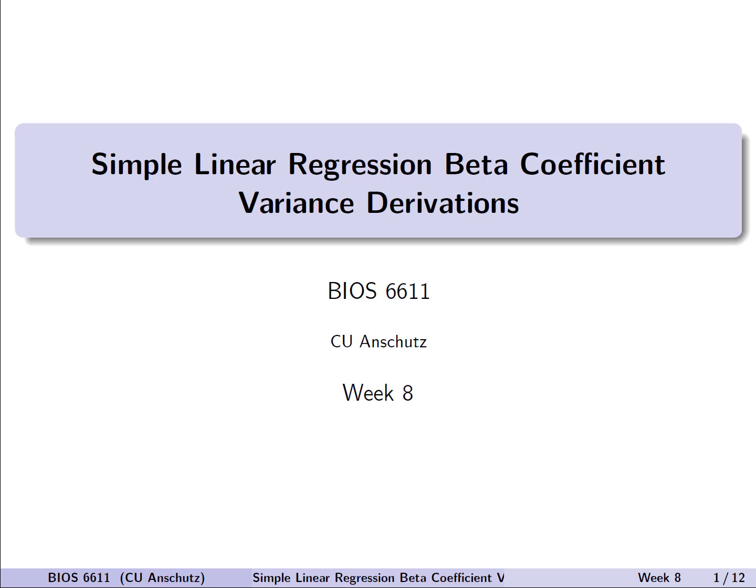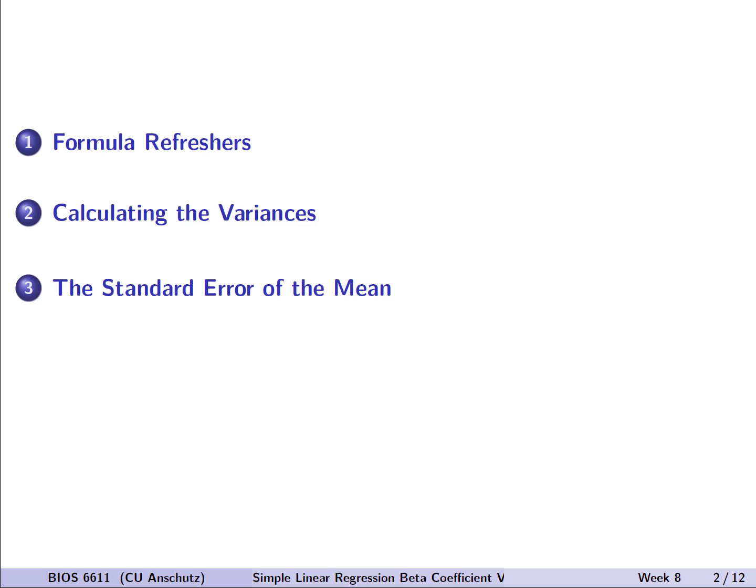Good day, Bio 6611. In this lecture, we're going to look at how we can derive, for simple linear regression, the variance of the beta coefficients that we derived in the previous lecture. We'll start with a review of some important and useful formulas and what we're working to solve for. We'll then work on deriving and calculating those variances, and we'll end with a quick summary of how we can also similarly derive the standard error of the mean for calculating things like the confidence interval.